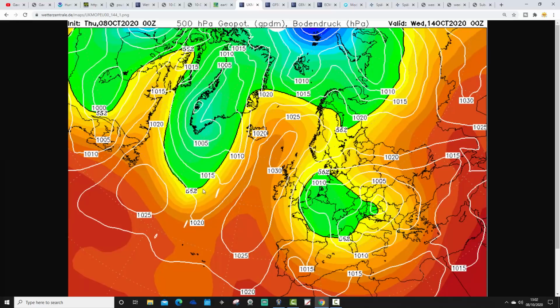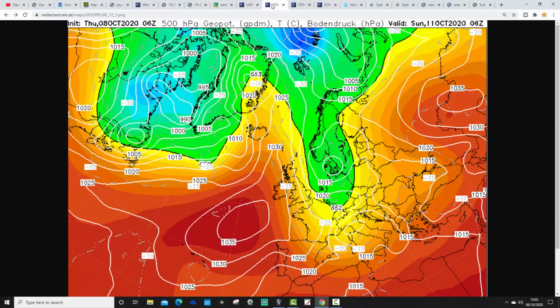And then, as far as we go for UK Met, is to Wednesday, 14th of October, when we've got high pressure to our northwest, low pressure to our south-southeast. We're bringing in a pretty chilly easterly wind. That is a blocking area of high pressure, by the way, but it's drawing in those winds from the east.